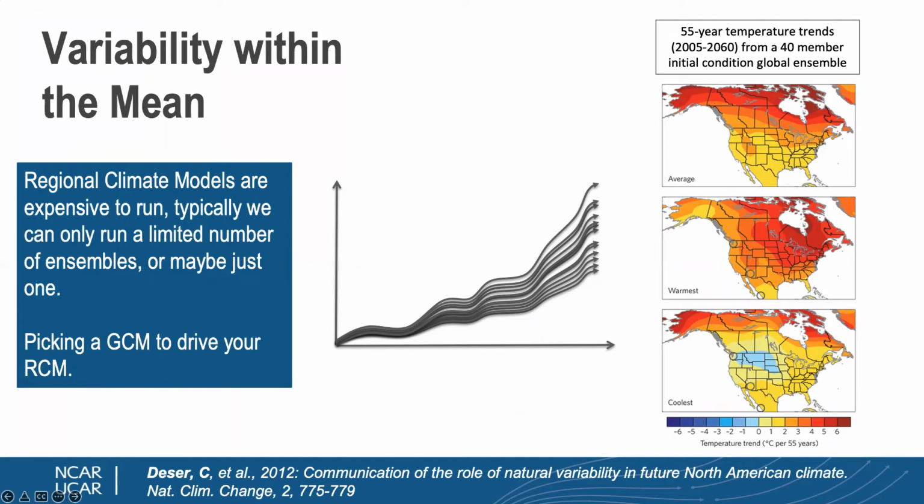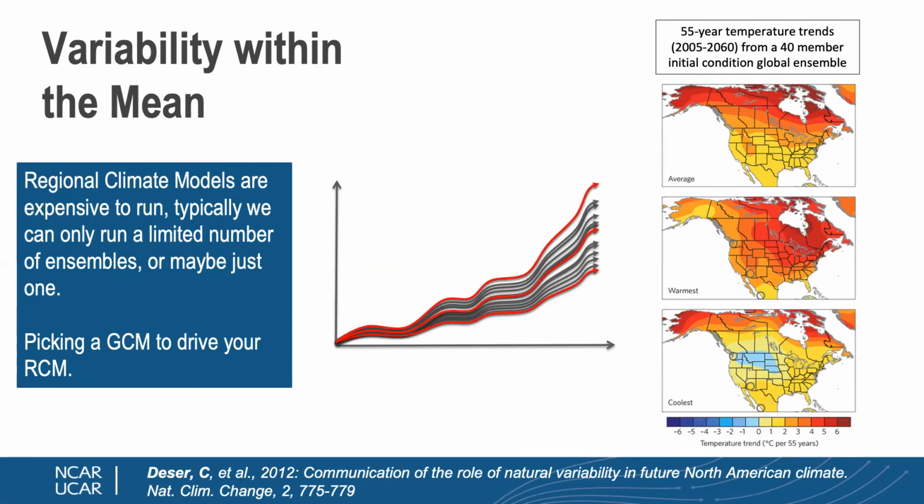On the right-hand side, I'm showing you a 55-year temperature trend from a 40-member ensemble. The top is the average for the 40-member ensemble. The middle is the warmest ensemble, and the bottom is the coldest ensemble. So which one of those should you pick if you want to downscale? If you can afford an ensemble, I would suggest pick a high one, a medium one, and a low one, which would give you the entire spread for the future.